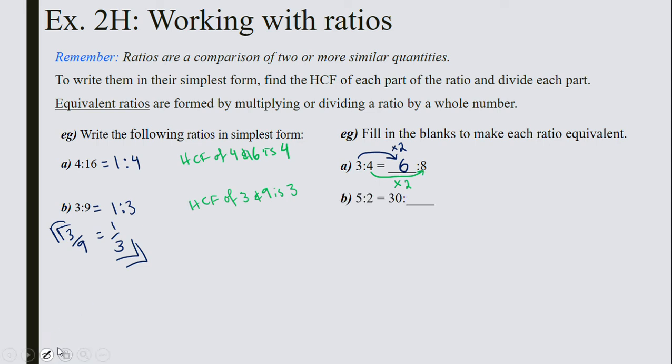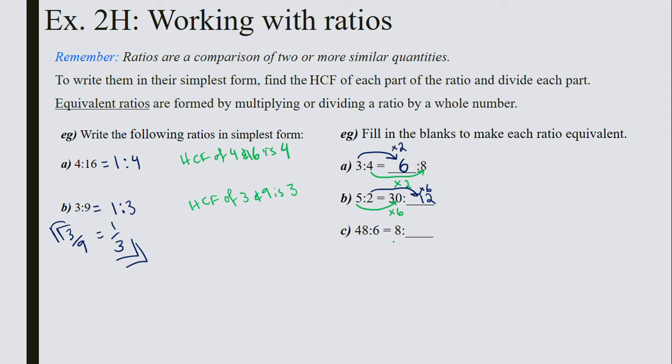Let's try another. Okay, we need to think about what we've done to the 5. Now 5 is in the same position as the 30, so that's how we know which parts we're converting to make it a 30. Well, 5 times 6 is 30. So, again, 2 times 6 is 12. So our equivalent ratio for 5 to 2 is 30 to 12. Last one now.